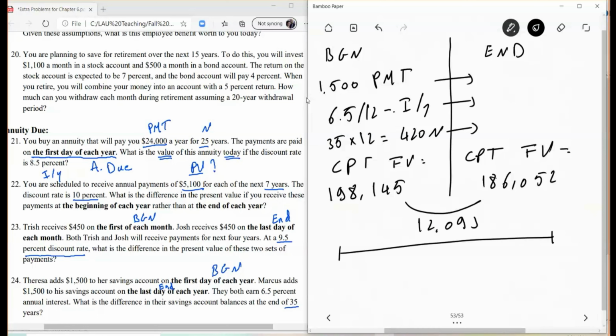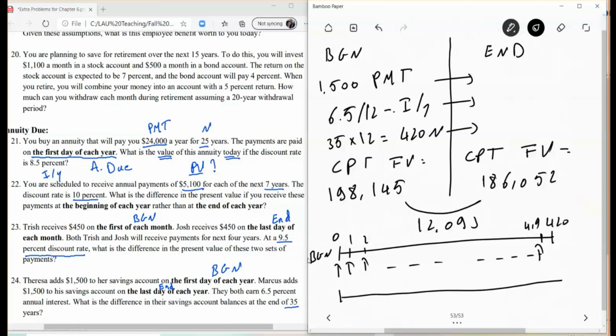So with the begin mode, this is, let's say, 0, here 1, 2, till 420. Here I have the periods and months. So with the begin, the first payment is made at t equals 0. The last payment is made here at the beginning of the month number 420. This means at the end of the month number 419. So this is when I'm making the last payment.